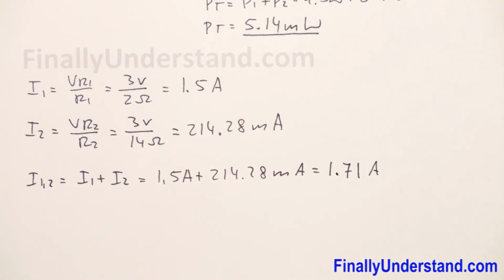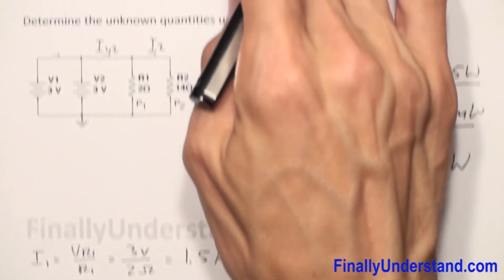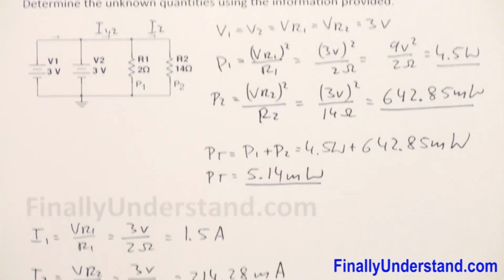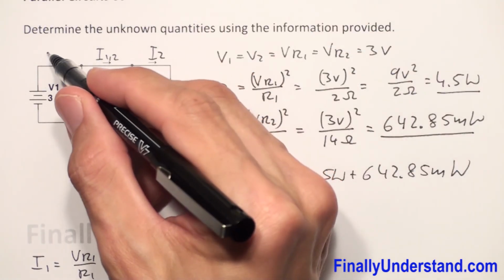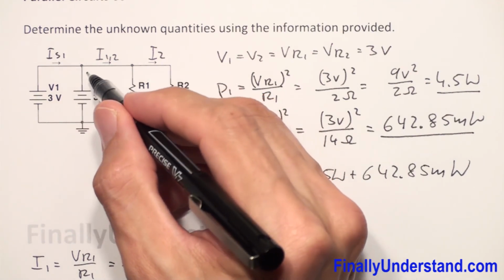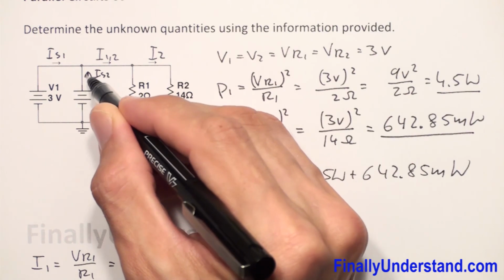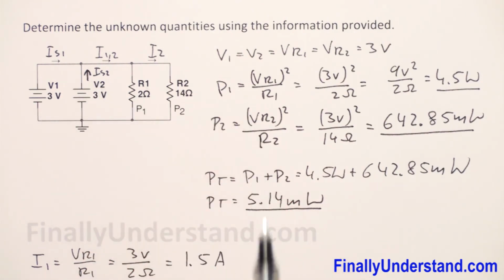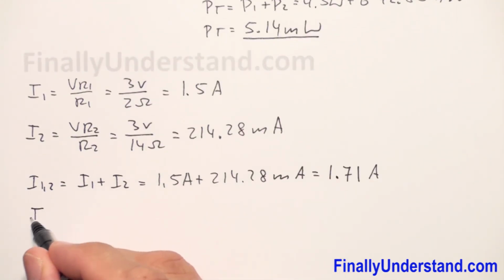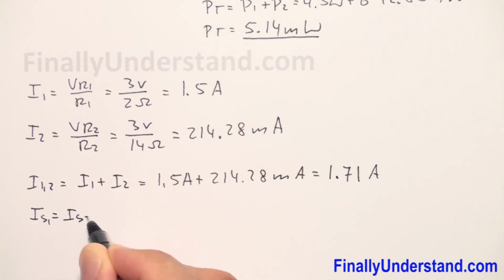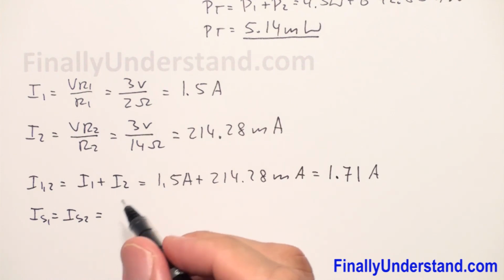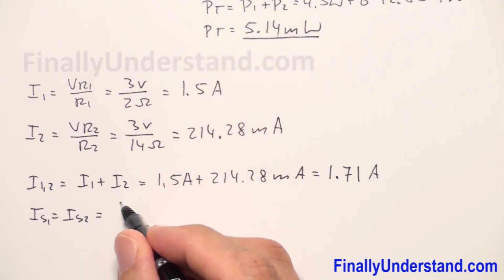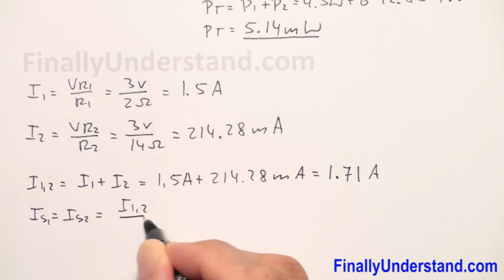We're supposed to find also this current, and this current is simply this current. I call this I source 1, and this is going to be my I source 2. Because I have two voltage sources, I source 1 is equal I source 2, and this is nothing else, just half of my total current. In other words, this is I12 divided by 2.